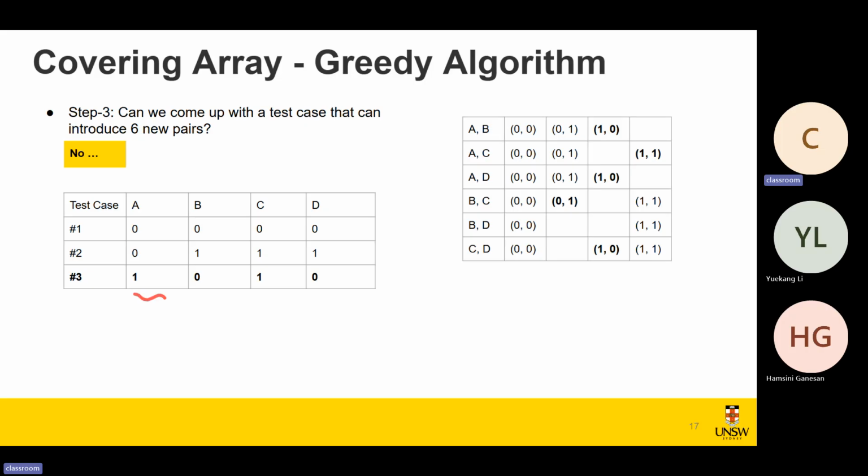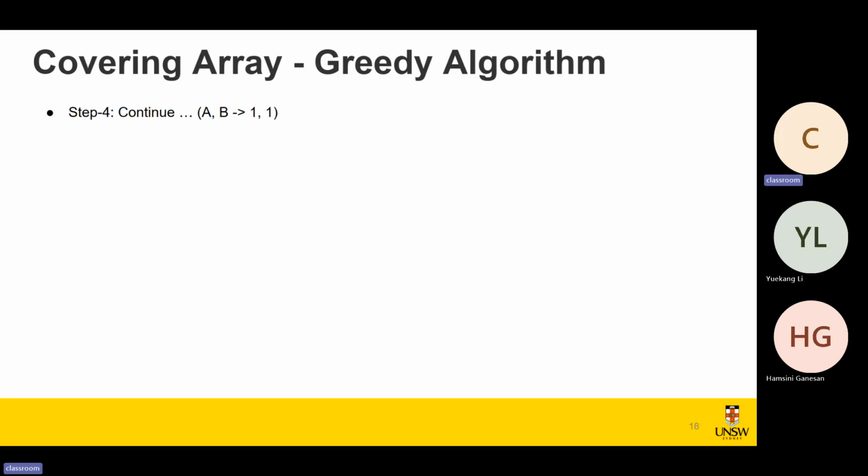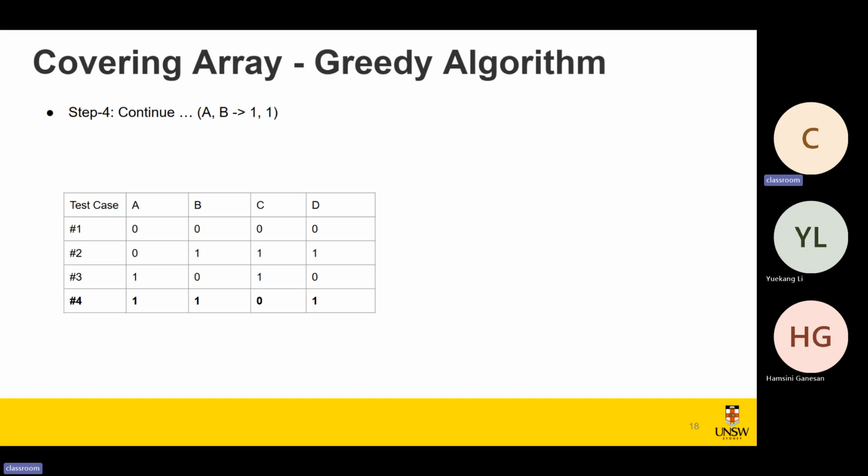So this can give us new pairs for 5 of the test cases. For B and D, it cannot give us a new combination. So this gives us 5 more combinations or patterns, and we can repeat the process. So we can try out the case where A and B take the value of 1 and 1, and then we determine the rest of the values accordingly.